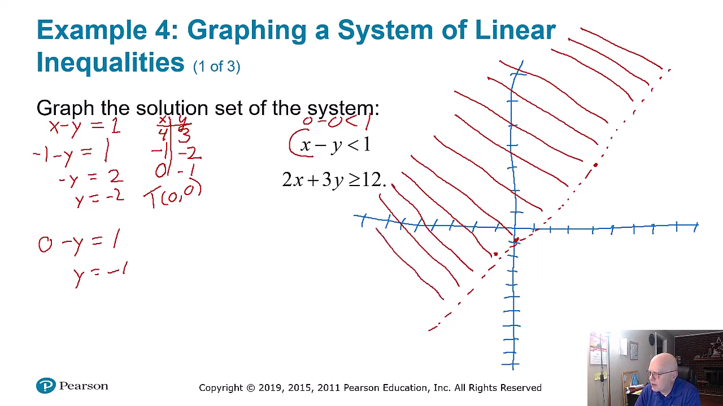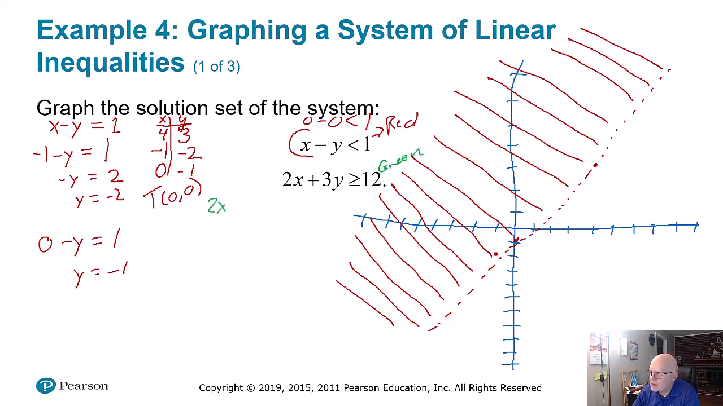Okay, that's my red region. All right. Red for the first inequality. Now I'm going to switch to another color. Let's see, what do I choose? Maybe a green for the next one. So I'm going to make this one green.